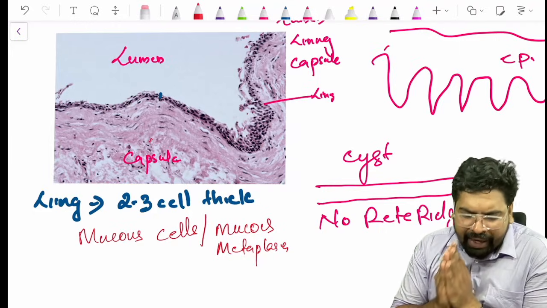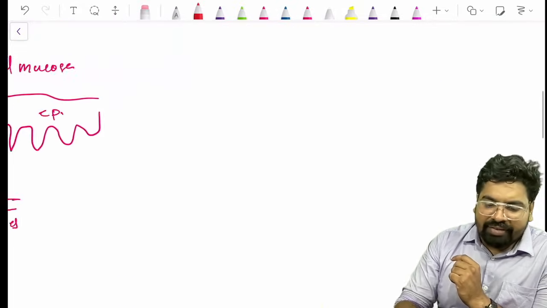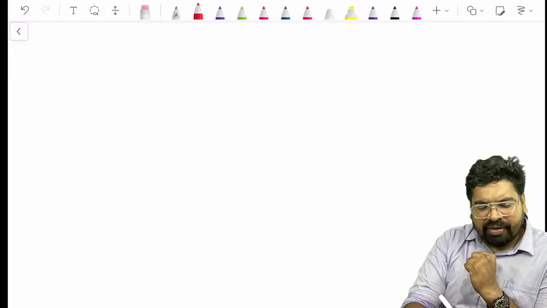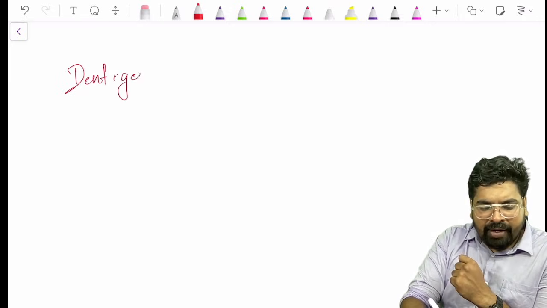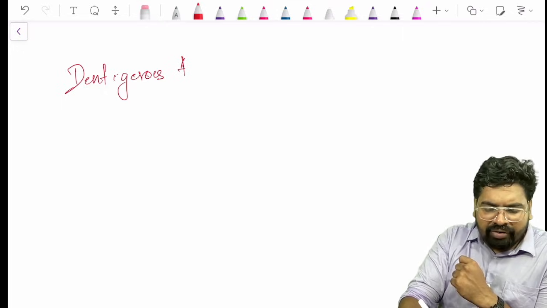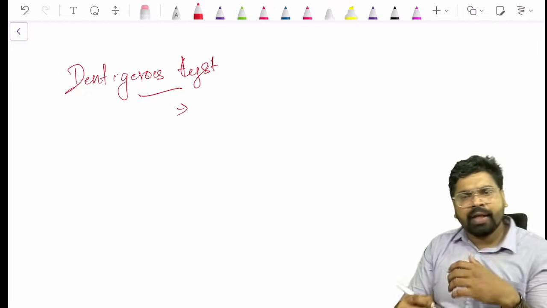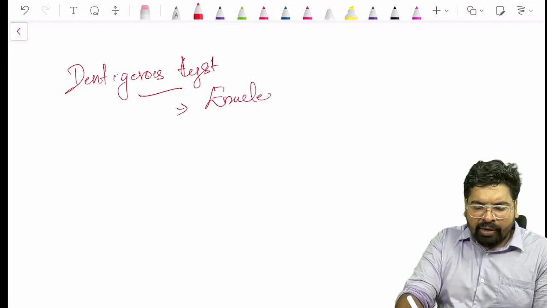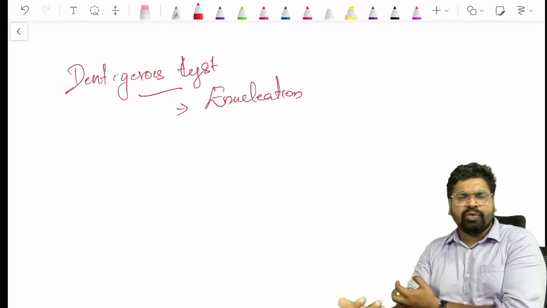Now you know that there is mucus metaplasia, and there is a problem with dentigerous cyst if it is not treated. How do you treat a dentigerous cyst? You can either completely remove it. The complete removal of the dentigerous cyst is called enucleation.